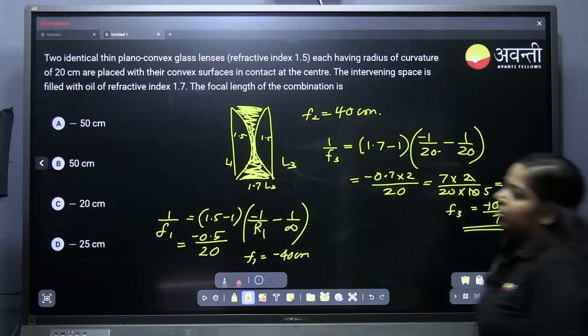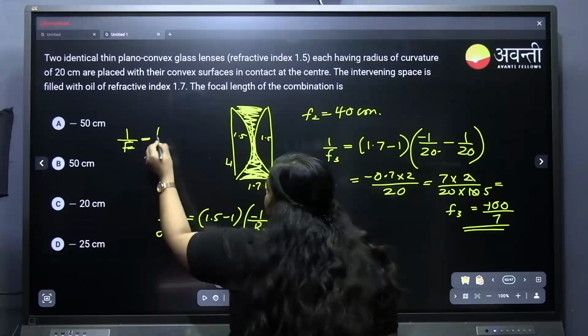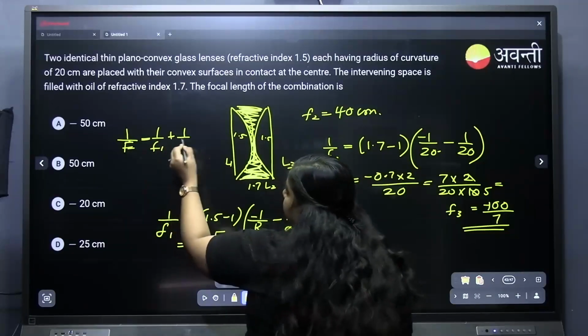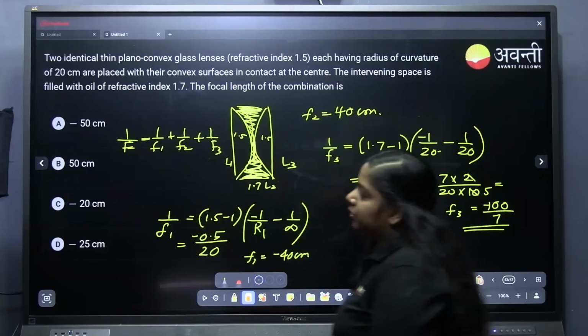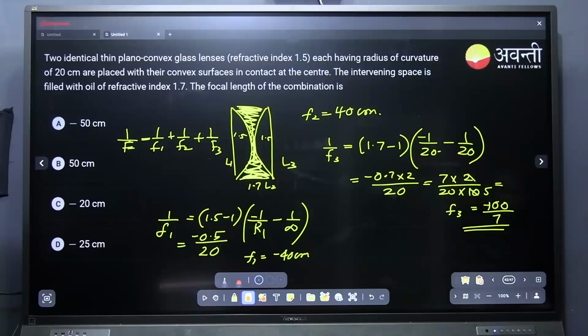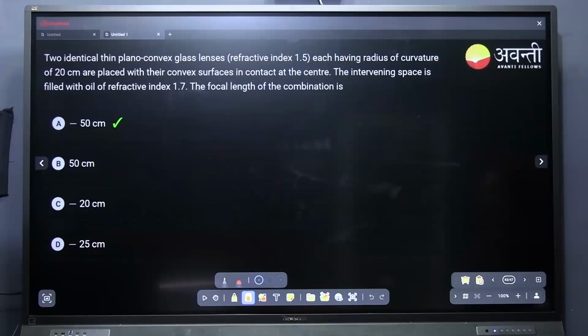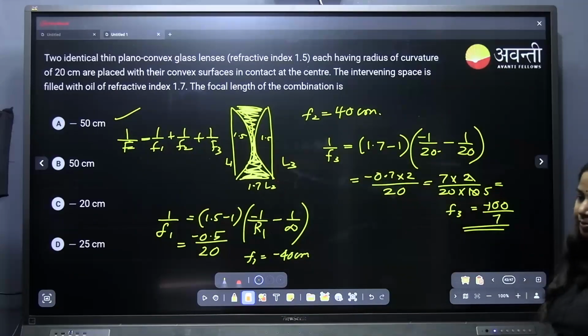F1, F2, F3 we got. 1 by F is equal to 1 by F1 plus 1 by F2 plus 1 by F3. Substituting these values, you will get the final focal length. Answer is option A, 50 centimeter. Is there any doubt? Okay, moving on.